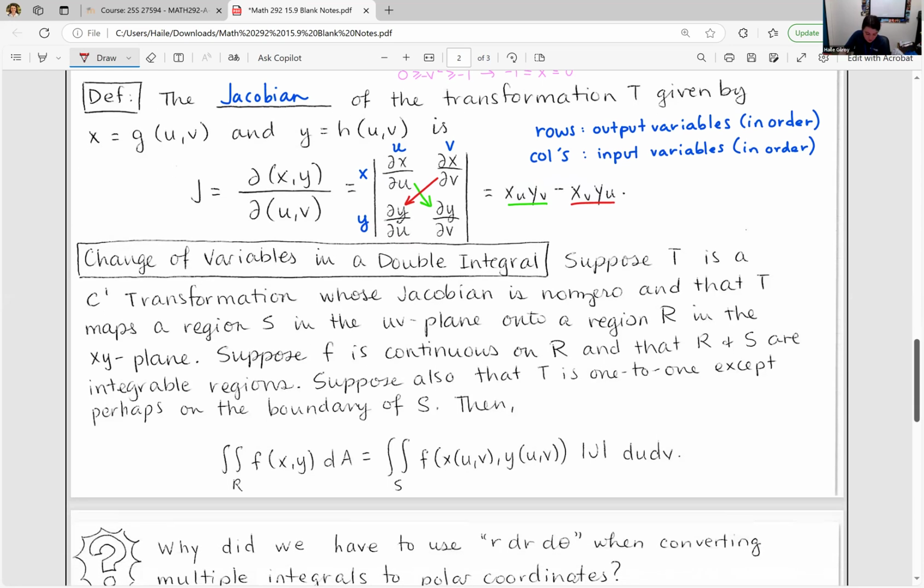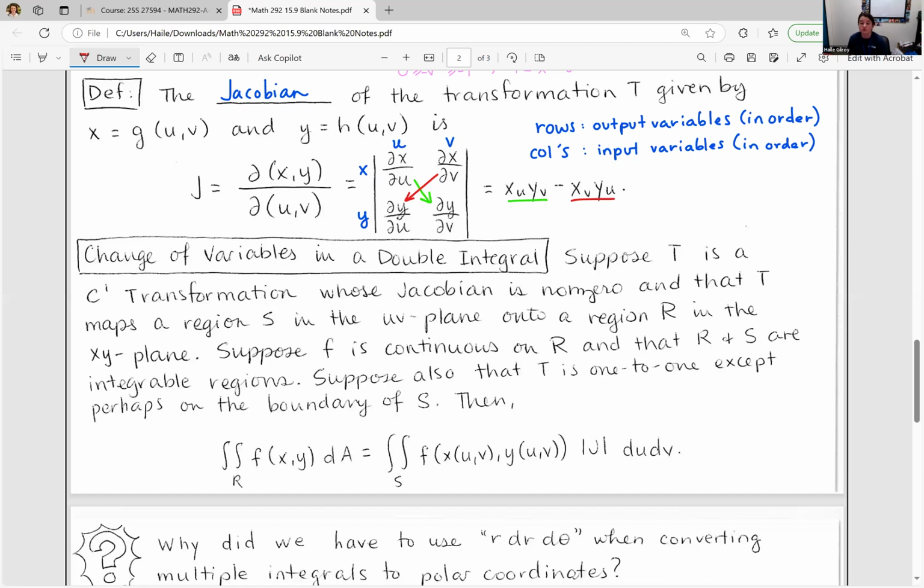Okay, so that's the Jacobian, and that is actually the answer to our question of why we multiply r dr d theta when we did polar coordinates. So we're going to look at how we do a change of variables in a double integral. Again, you could do this for larger and larger numbers of variables. However, we're only going to look at two because we don't know too much about doing determinants of matrices.